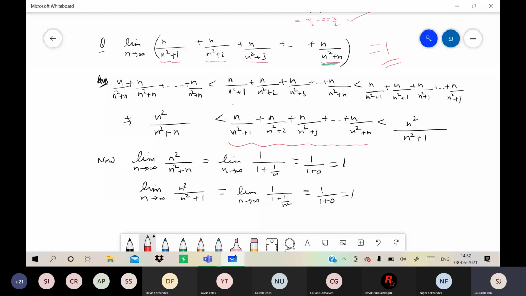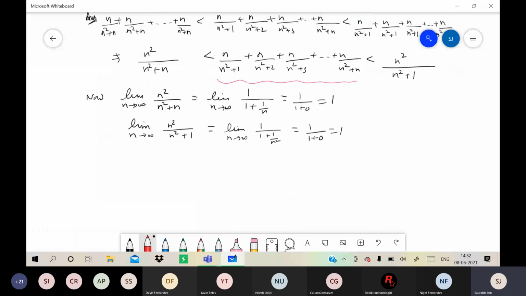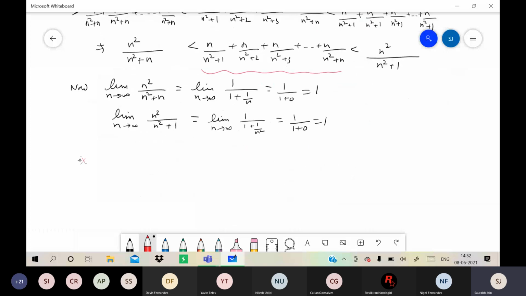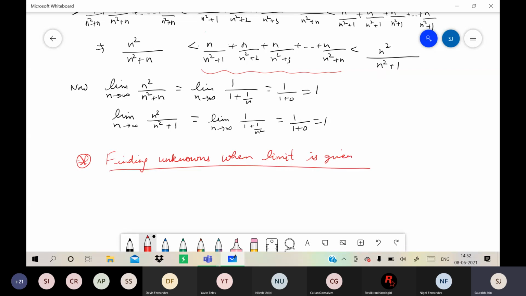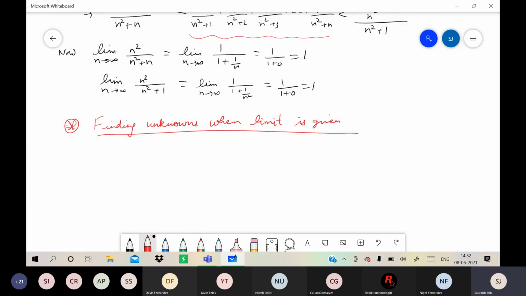Then there is this one article, finding unknowns when limit is given. See what type of questions they ask. Let me tell you, and how you will solve this.